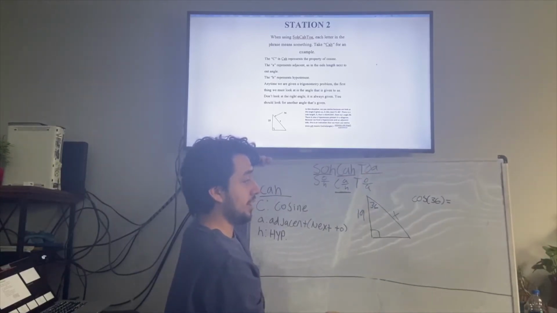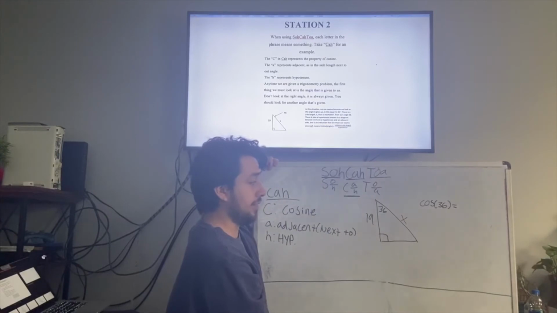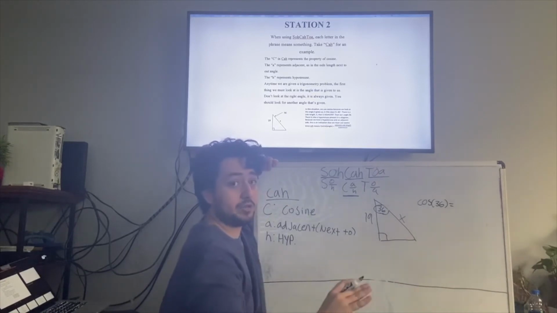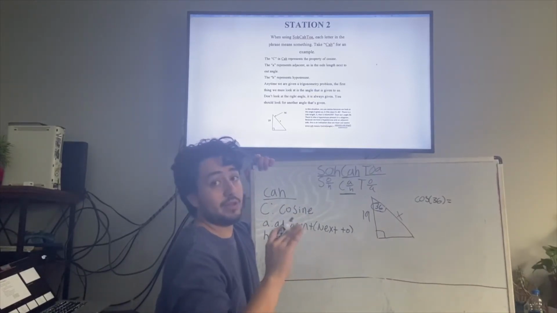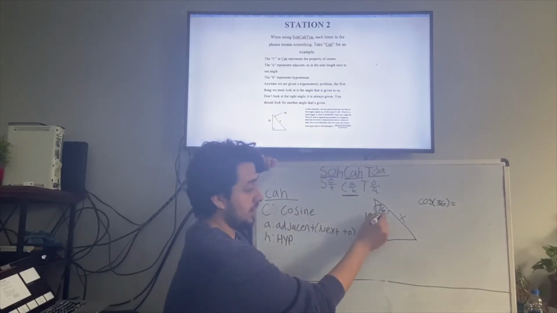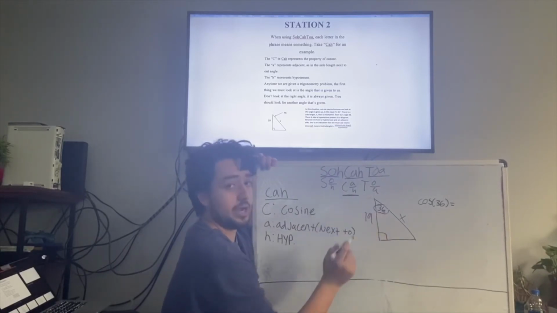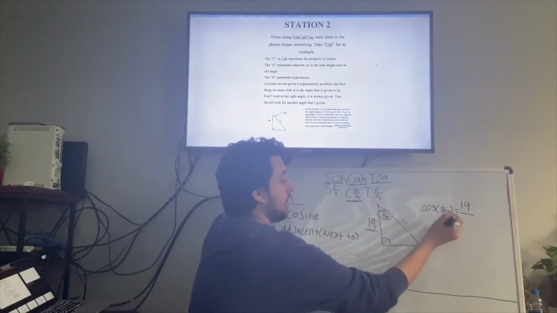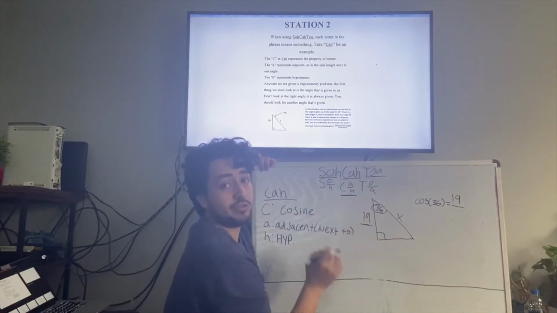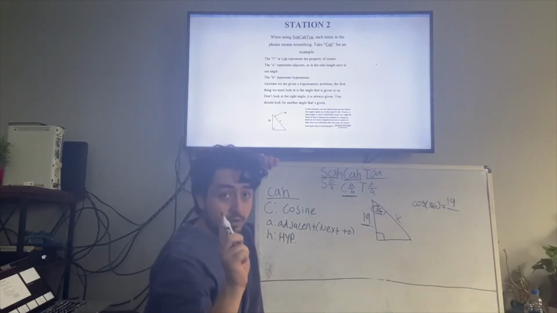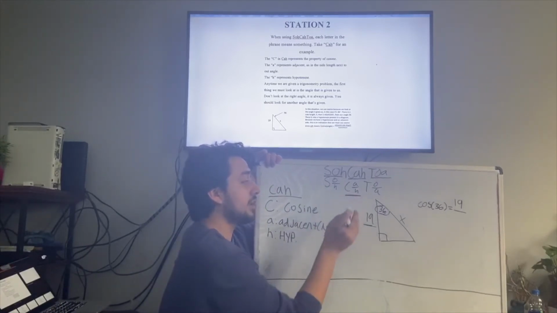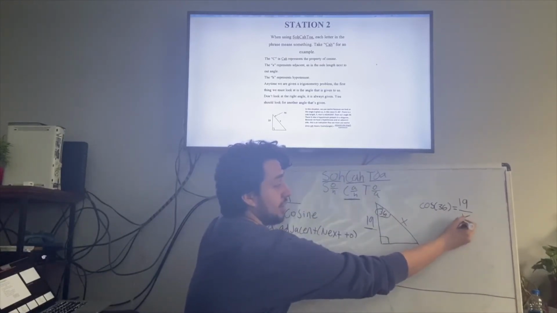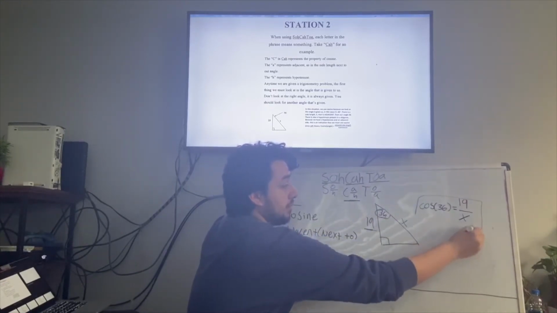So, with that being said, adjacent just means next to. So which side length is next to the angle? We don't count the hypotenuse because the hypotenuse is a different side length of its own. So which side length is next to our angle? It's 19. So 19 goes on top. And just like with sine, our hypotenuse goes on the bottom. A good way to remember this is when using sine and cosine, our hypotenuse always goes on the bottom. In this case, our hypotenuse is x, and that's exactly how we set up the problem earlier on.